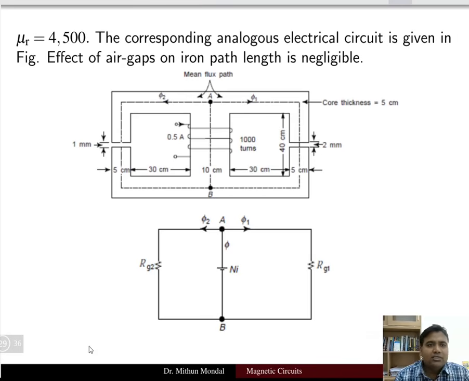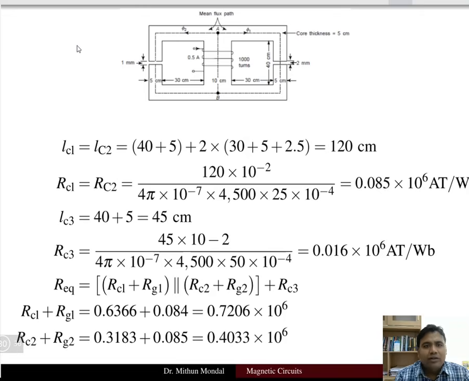Now that was the first case. Now the second case is, if the relative permeability of the core material is 4500, then you can't neglect the core. Rather you have to take the core material into account. You can't neglect the core material, so you have to take that core material into account. Now let us see how we will do that. So here now the dimensions will come into the picture.